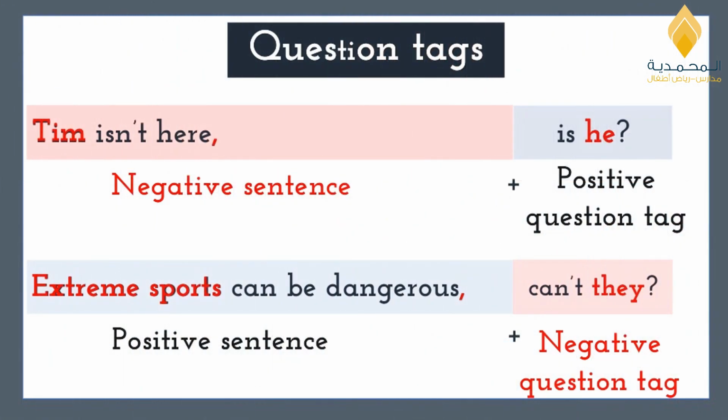Dear students, do not forget to use a positive tag with the negative statement and a negative tag with the positive statement. Tim isn't here. This is a negative sentence, so the tag should be positive, is he. Extreme sports can be dangerous. This is a positive sentence, so the tag should be negative, can't they.